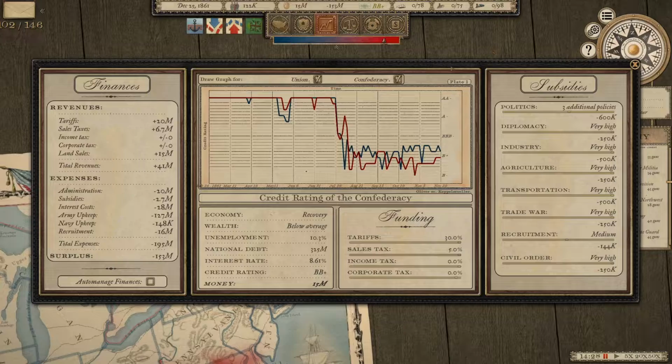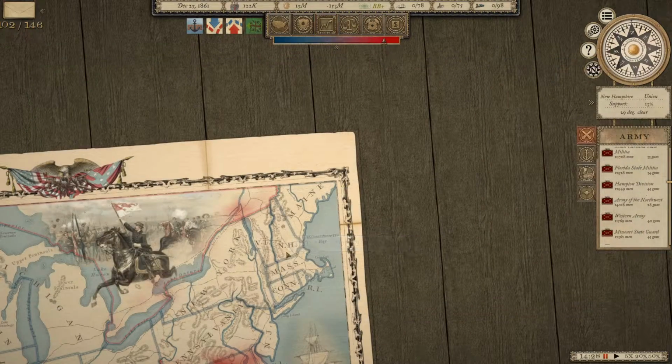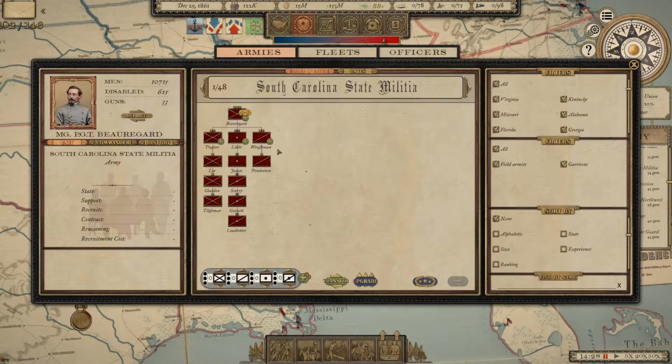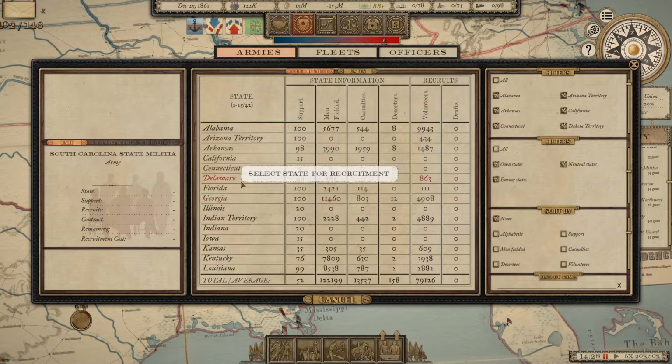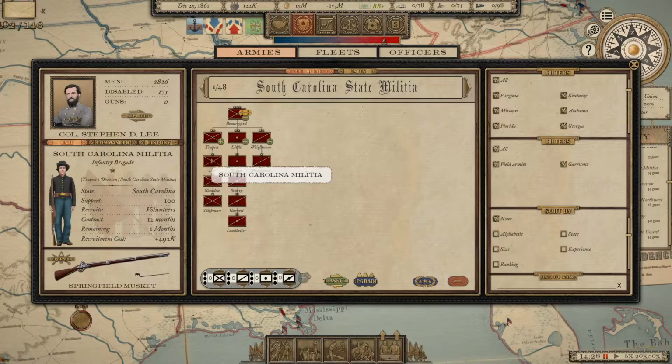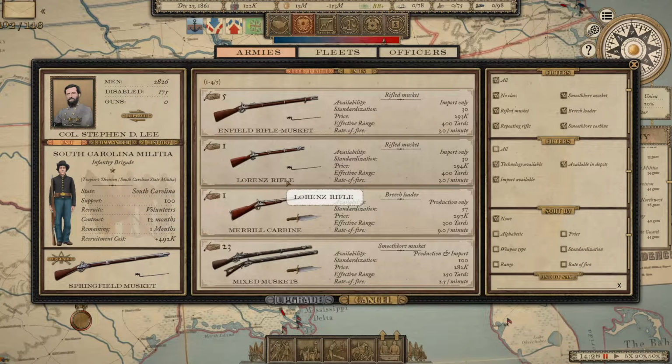Look, for example, if we get out of this and we just go to military, and I pretend to raise some brigade from Georgia. Now, notice that the recruitment cost of one brigade is twice my total diplomatic subsidies. I don't actually want to do that. So I'll show you what I'm thinking of, but that would be $500,000 right there. If I go to this, I think of the Springfield musket, which is pretty terrible if you haven't heard my view on it.